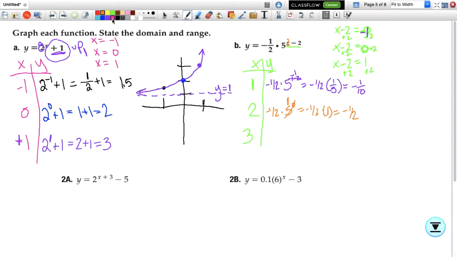Now I'm ready to do my third point, and then I'm going to look for my asymptote. So I'm going to stick a 3 right up here. 3 minus 2 is 1. So I have -1/2 times 5 to the first power. Anything to the first power is just itself, so I technically have -1/2 times 5, but I'm going to put my 5 over 1 because when I multiply by a fraction, I go across the top and across the bottom. So negative times a positive is a negative, 5 halves. And hopefully you folks know that 5 halves, or 5 divided by 2, is just -2.5.